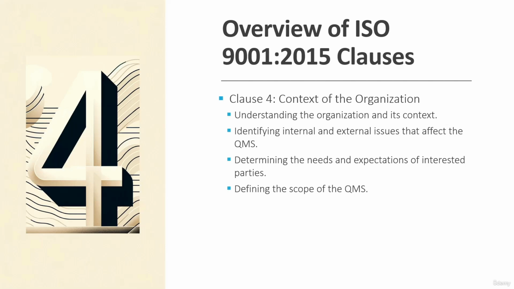What are the challenges? What are the internal and external issues? So you want to find those. And that's what this particular clause says: before you start thinking about implementing a quality management system, think about internal and external issues, the strengths, weaknesses, opportunities, and threats of the company.